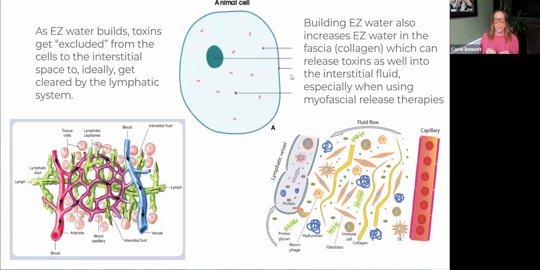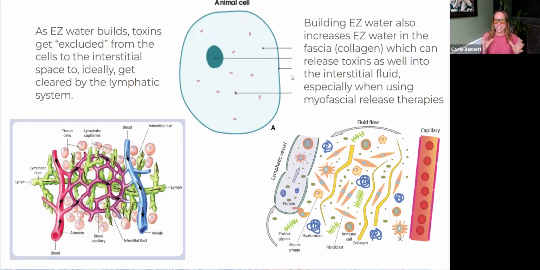Not only that, but the exclusion zone water acts as energy. And detoxification requires energy. We're looking to reduce oxidative stress. We're looking to process toxins. And that requires added energy. And we know that exclusion zone water is a battery of energy.